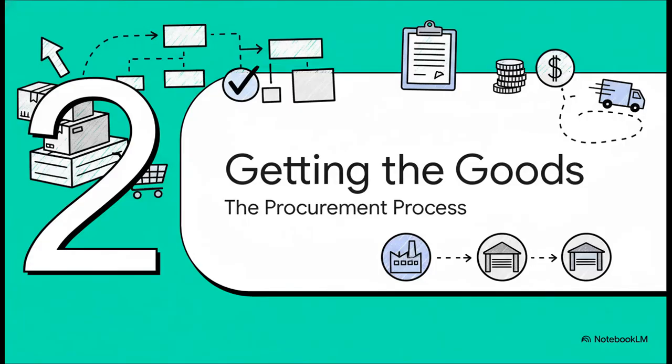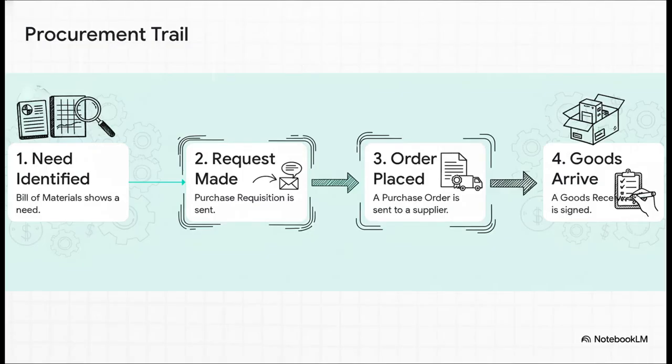Okay, so a company knows it needs materials. How do they actually go about getting them? Well, it's not like just running down to the corner store. It's a very formal, documented process called procurement. You should think of this whole process as a conversation that happens on paper. It all starts when the production team looks at their master recipe. That's the bill of materials.